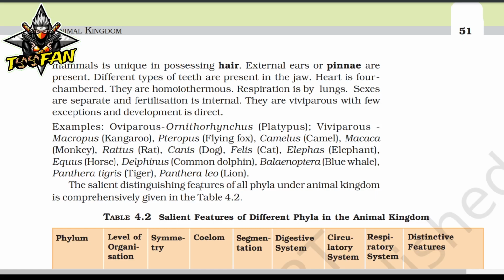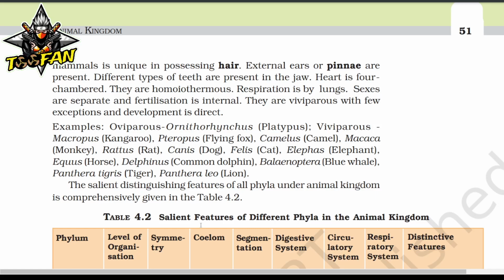Example of oviparous: Ornithorhynchus. Viviparous examples: Macropus, Pteropus, Camelus, Macaca, Rattus, Canis, Felis, Elephas, Equus, Delphinus, Balaenoptera, Panthera tigris, Panthera leo.